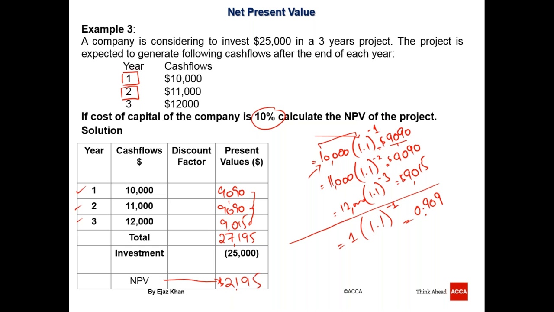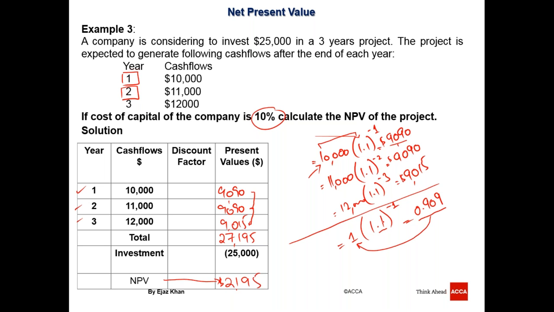$0.909. What does this tell us? This $0.909 means that if a company wants to generate a return of 10%, it should invest $0.909 today against $1 to be received in 1 year's time.